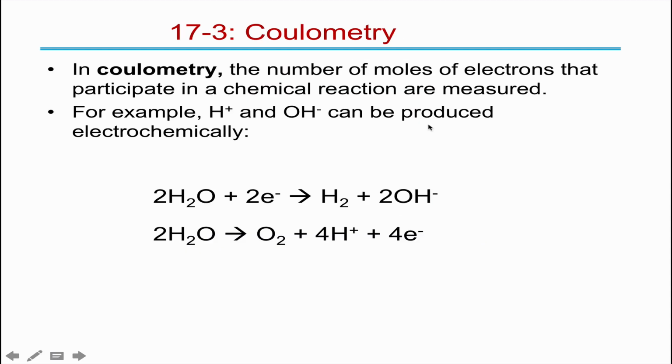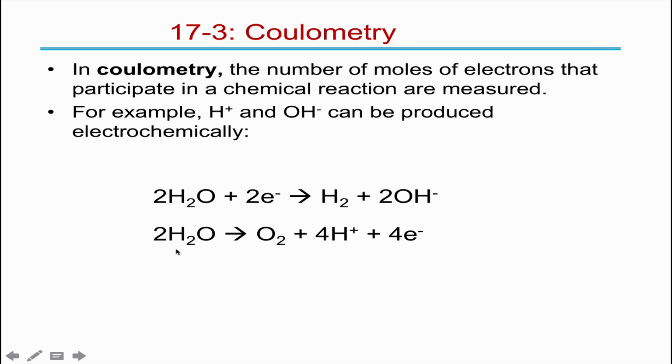Okay, so now armed with a way to make reagents electrochemically, we can do a technique called coulometry. And coulometry measures the number of moles of electrons that participate in chemical reactions. So we're going to produce electrons, and we're going to count them. I'll give you 2 examples of how we can do this. If we reduce water to produce hydrogen, we will also produce hydroxide. So if the cathode is driven to reduce water, we can produce hydroxide and titrate an acid.